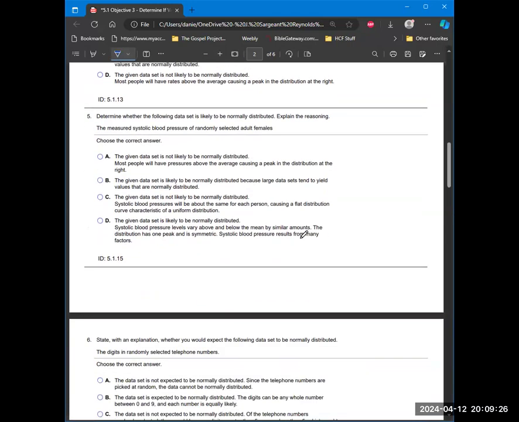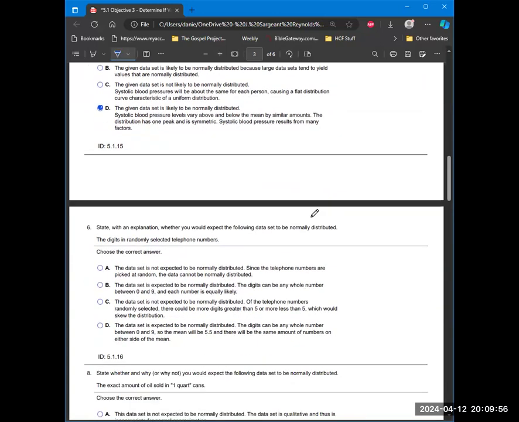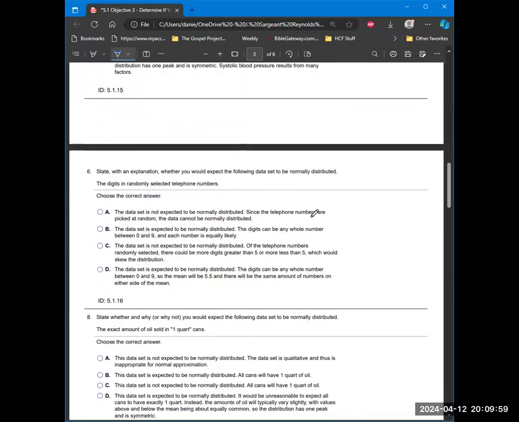Determine whether the following data set is likely to be normally distributed and explain the reasoning. The measured systolic blood pressure of randomly selected adult females. And again, this is likely to be normally distributed. Systolic blood pressure levels vary above and below the mean by similar amounts. The distribution has one peak and is symmetric. Systolic blood pressure results from many factors.